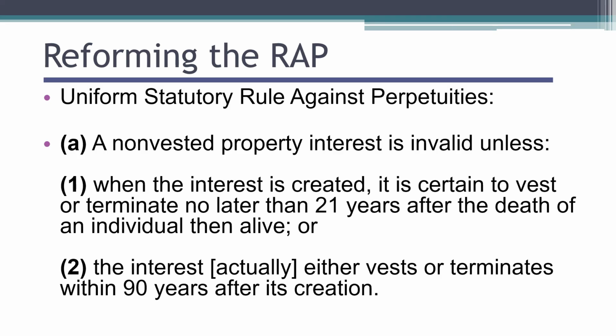it also has an alternative. That's number 2 at the bottom of the screen. This is a different way in which a future interest that's subject to the rule might be held valid. And that is, if the interest actually either vests or terminates, vests or fails, we would say, within 90 years after its creation.